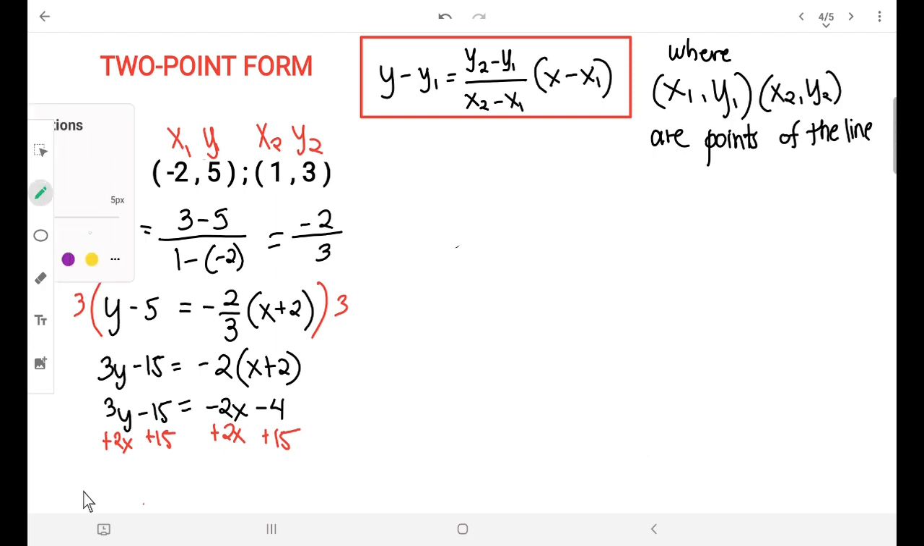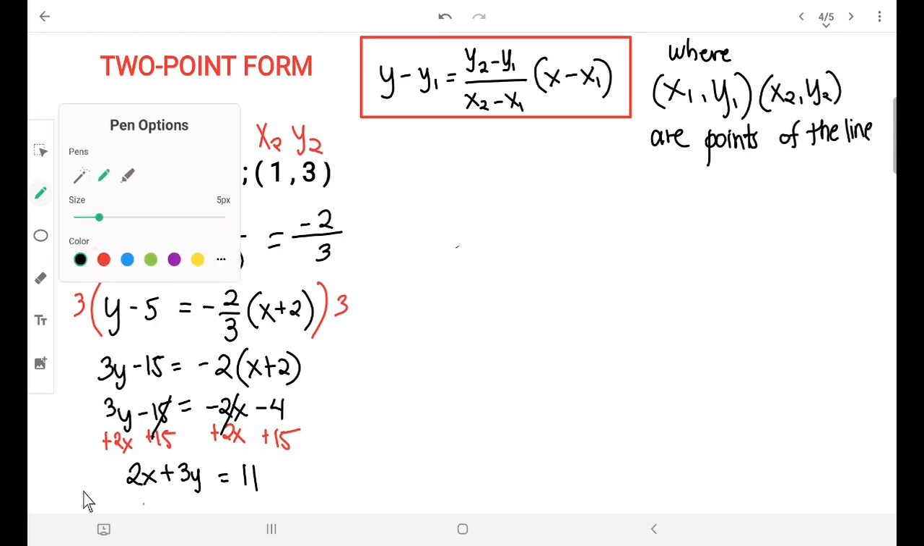So we have 2x plus 3y. So this becomes 0. And also this. So you have negative 4 plus 15 is positive 11. So we're done.